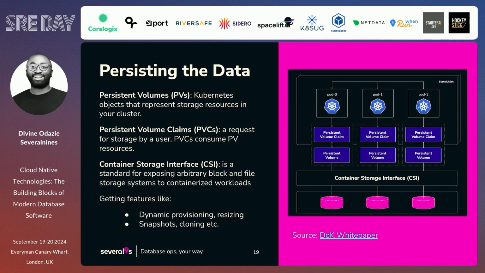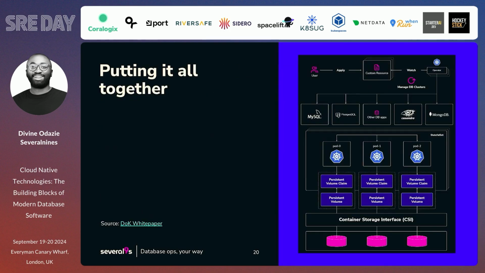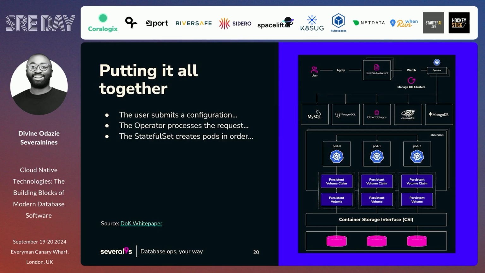But this gives you an idea of how data is stored, both from a user trying to deploy the data on Kubernetes and the data being stored wherever the data is persisted. Then if you put this all together on this flow diagram, you see that the user submits a configuration, and this configuration is defining the desired database cluster. And the operator processes the request, creates a stateful set. Then the stateful set creates a pod.